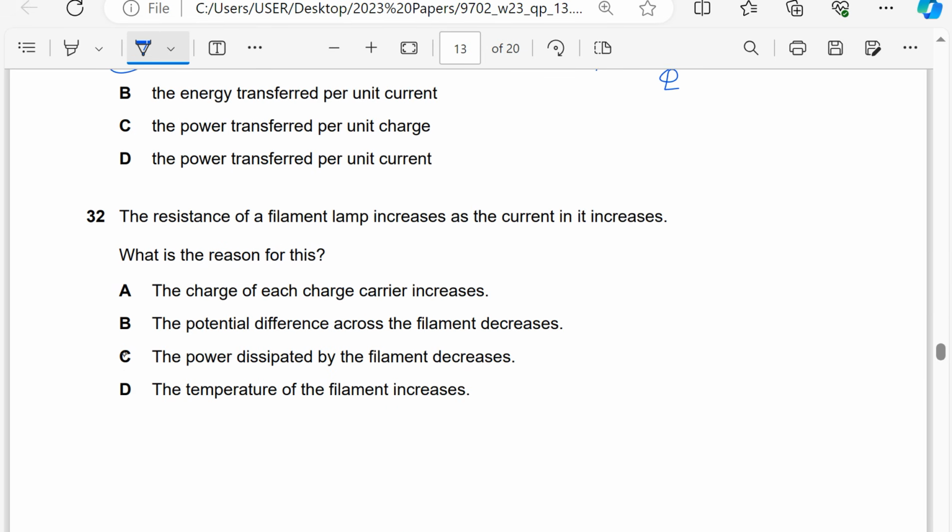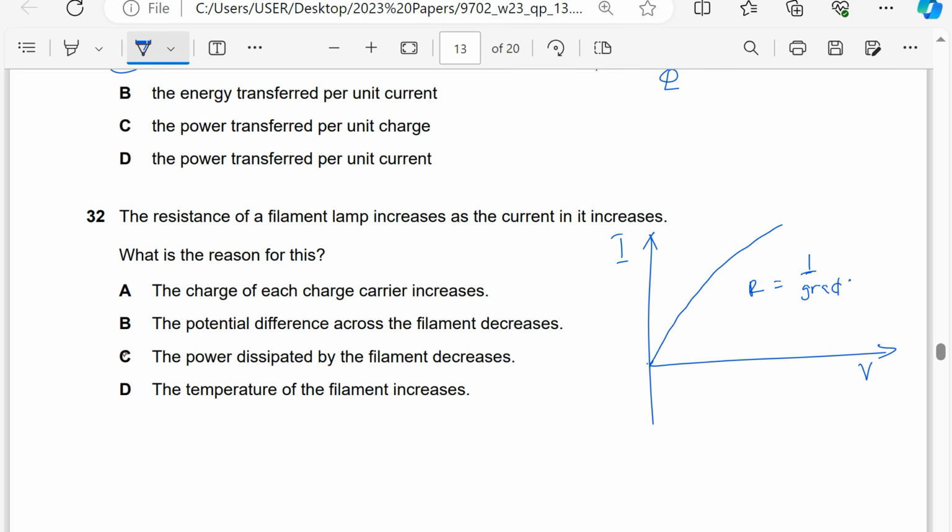The resistance of a filament lamp increases as the current in it increases. Let's sketch the graph for a filament lamp. The I-V characteristic graph of a filament lamp, remember, it has a decreasing gradient, and the resistance is equal to 1 over this gradient. What is the reason for this? Why does it have a decreasing gradient?